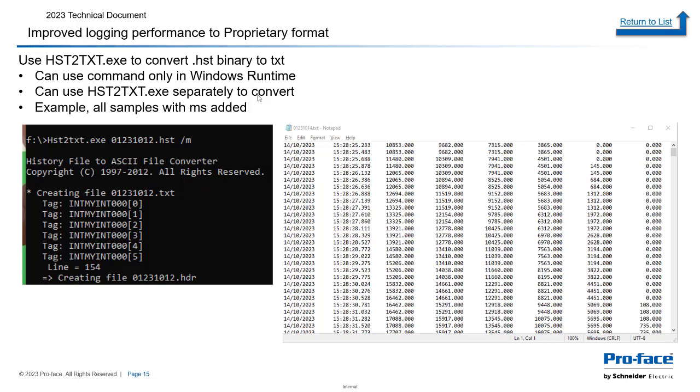Okay, and you'll see down here, this is just a real simple command on my USB stick. It's the command, the file that I want to convert, and then the /m means show milliseconds. In here, there's a sample of what a text file looks like.